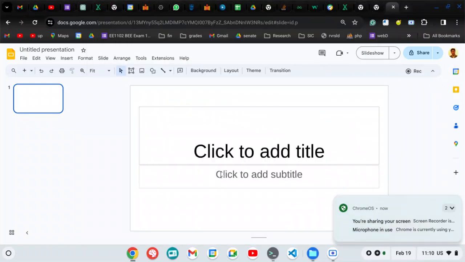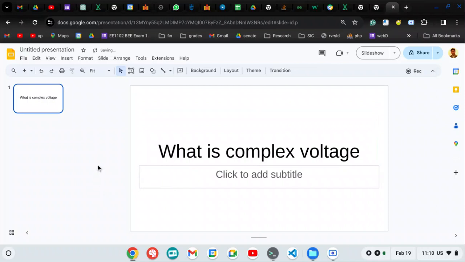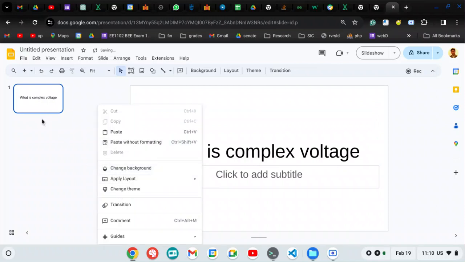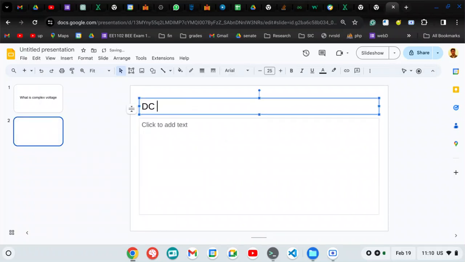So the question was, what is complex voltage? So where is the new slide? Voltage, current, resistance, power, etc. Okay.